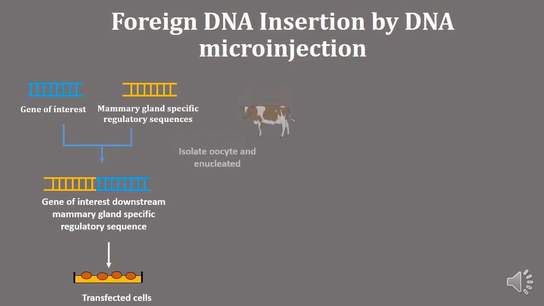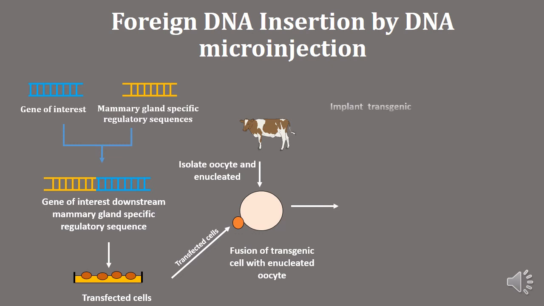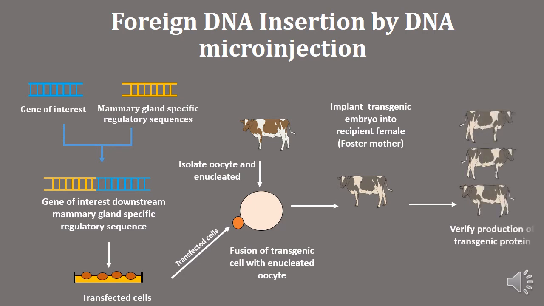Then we will isolate oocytes from a donor mother and those oocytes will be enucleated. These oocytes will then be fused with our transfected cells, which results in the production of a transgenic embryo. This transgenic embryo will then be implanted into a foster mother. So once integrated, this milk specific expression construct becomes the dominant genetic property of the offsprings. Hence, our protein of interest will be expressed in the milk of these resulting offsprings.